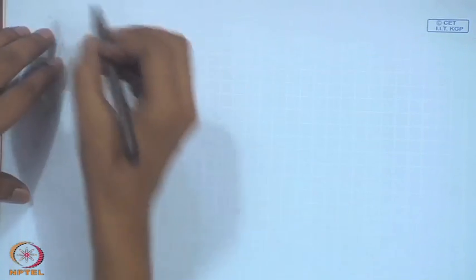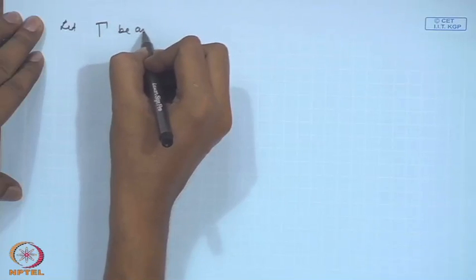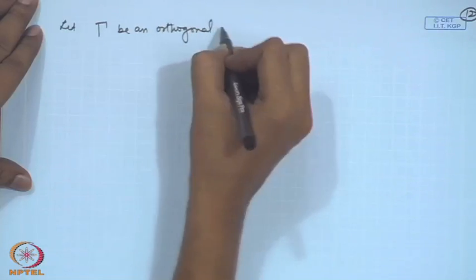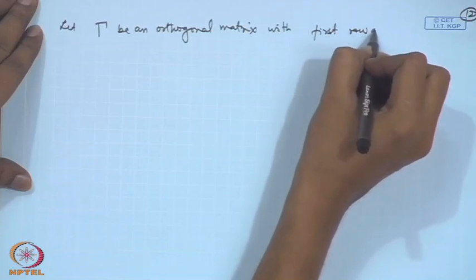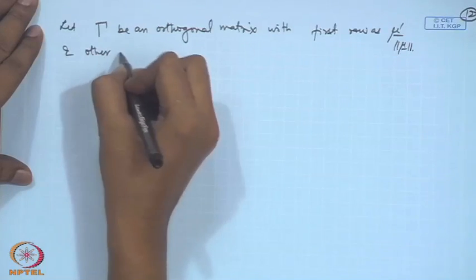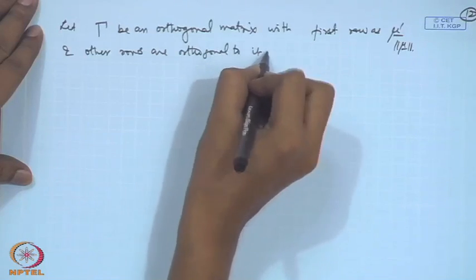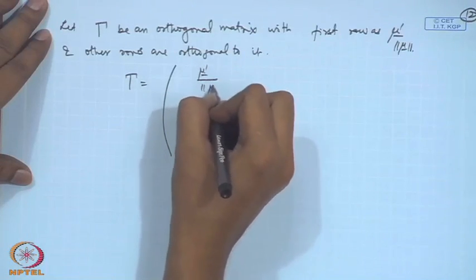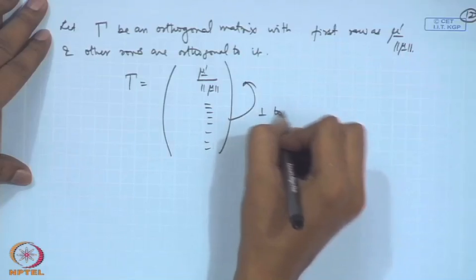Let us look at this. Let us define gamma to be an orthogonal matrix with first row as say mu prime by norm of mu, and other rows are orthogonal to it. That is, I am writing gamma is equal to something like mu prime by norm of mu, and other rows, these are orthogonal to the first row.